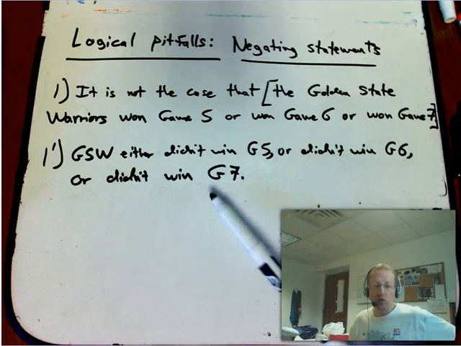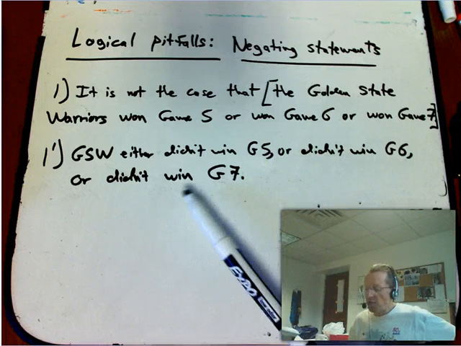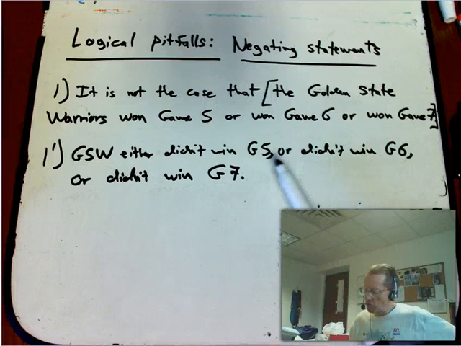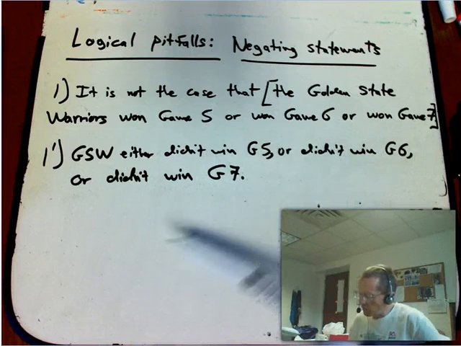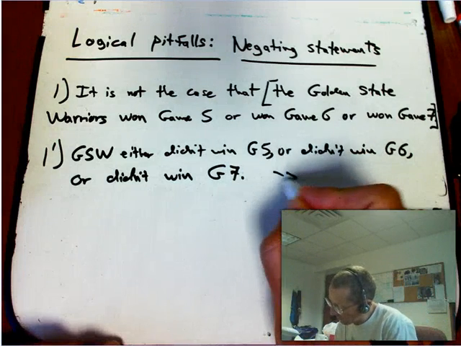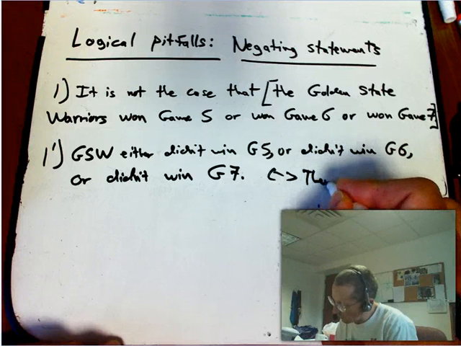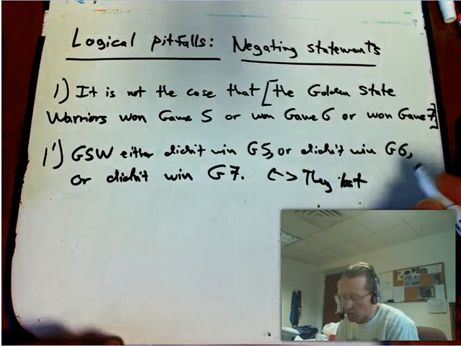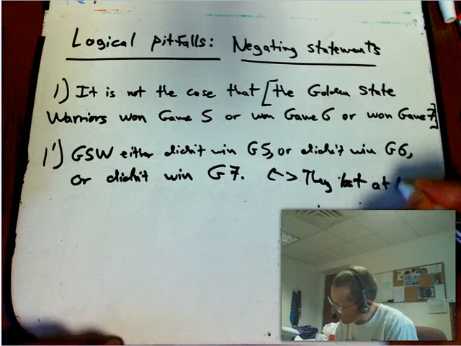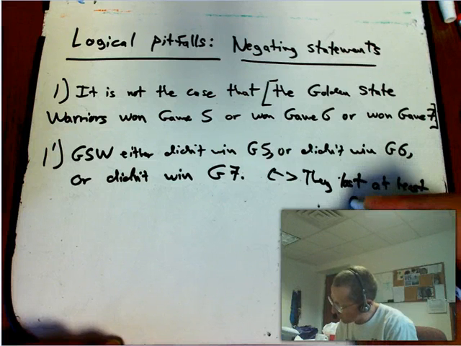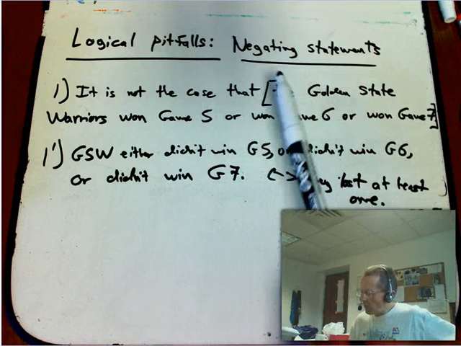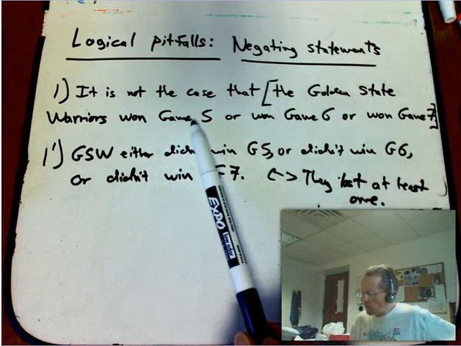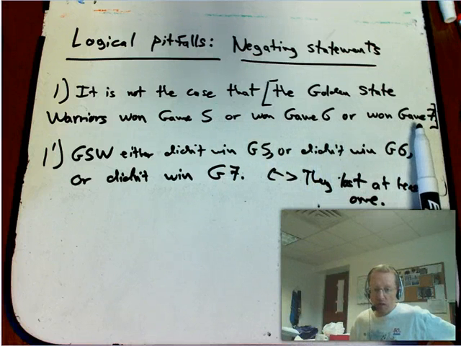But that's not logically equivalent. That's a much weaker statement. The fact is they didn't win any of them. It's not just that maybe they didn't win Game 5 and I don't know about 6 or 7, or they didn't win Game 6. It's not that they lost one of them, right? So this is equivalent to probably the most succinct way to say it, that they lost at least one. But we're saying that it's not true that they won Game 5 or Game 6 or Game 7.